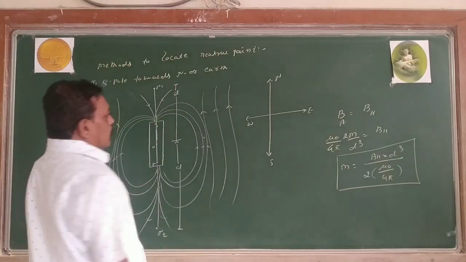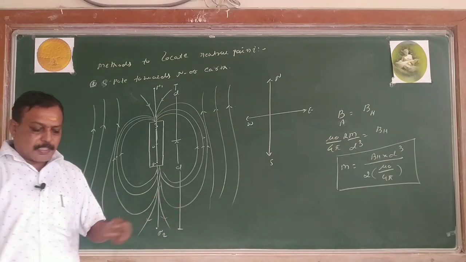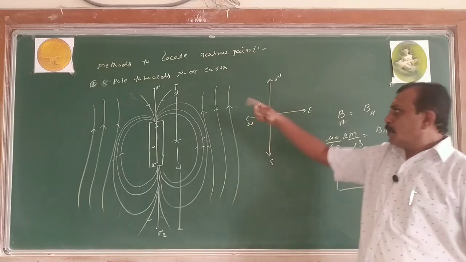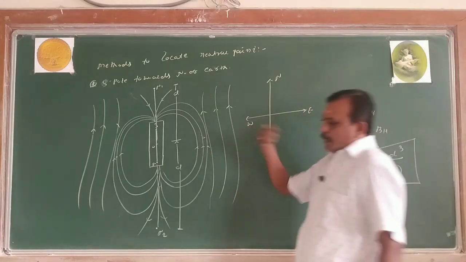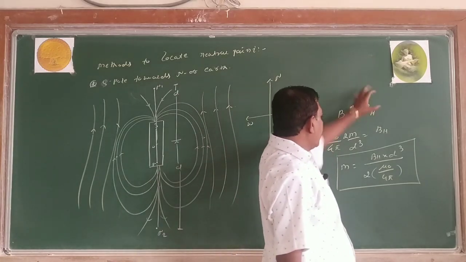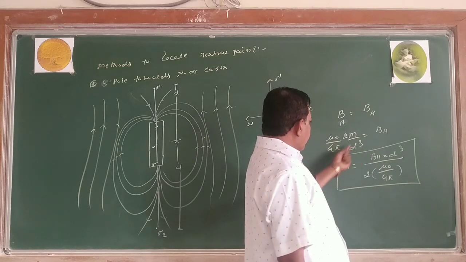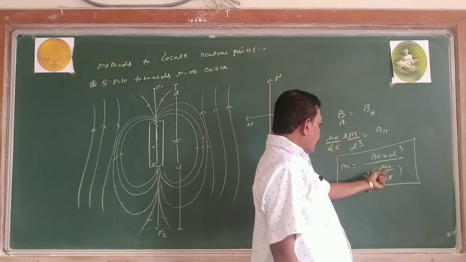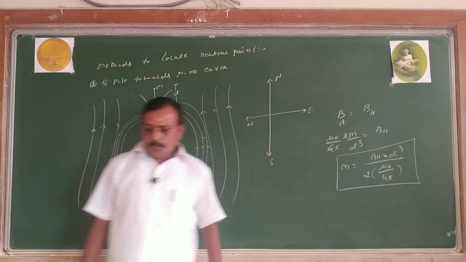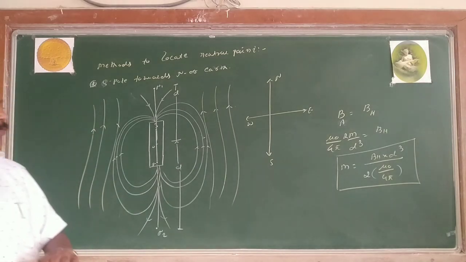When the north pole is towards the north of the earth, the neutral point positions are on the equatorial line. When the south pole is towards the north of the earth, the positions of the neutral points are on the axial line. Then the magnetic field on the axial line is balanced by Earth's horizontal component BH, then 2m by d cube. Already we have proved this one. So I need the magnetic dipole moment, shift the necessary terms. With the help of this neutral point concept, we can determine the magnetic dipole moment of a bar magnet, capital M.